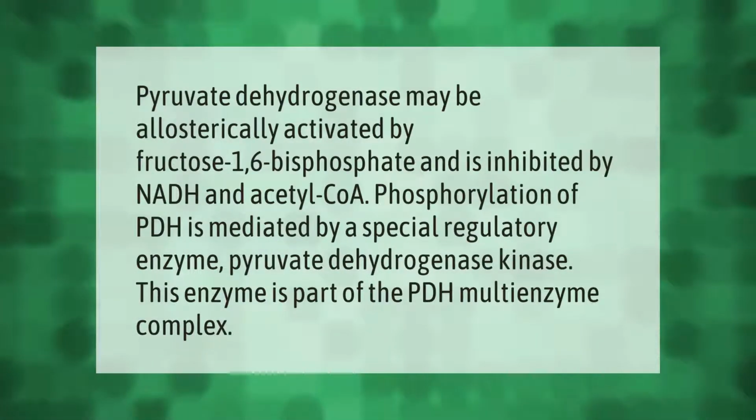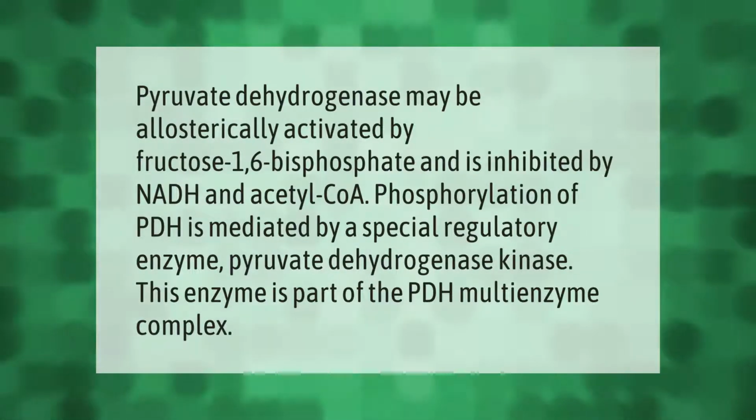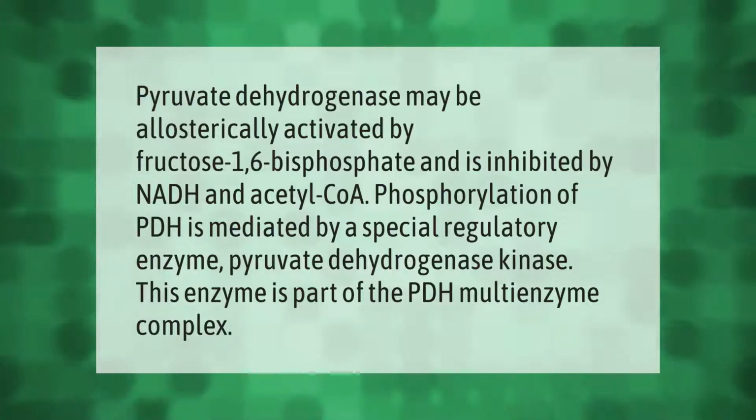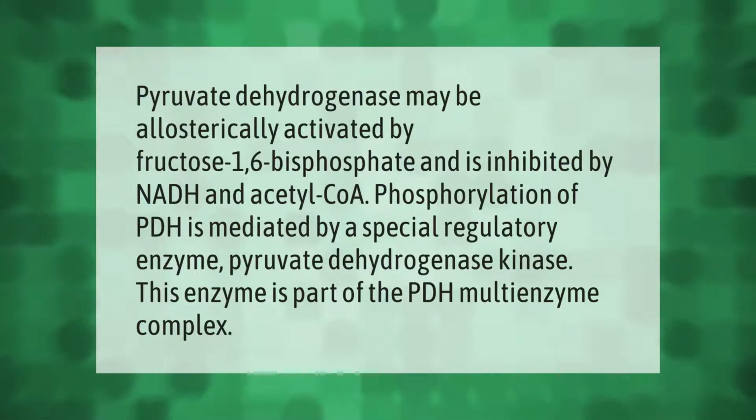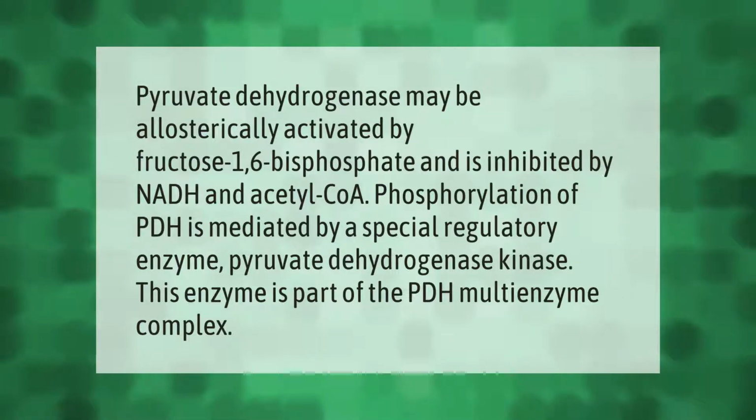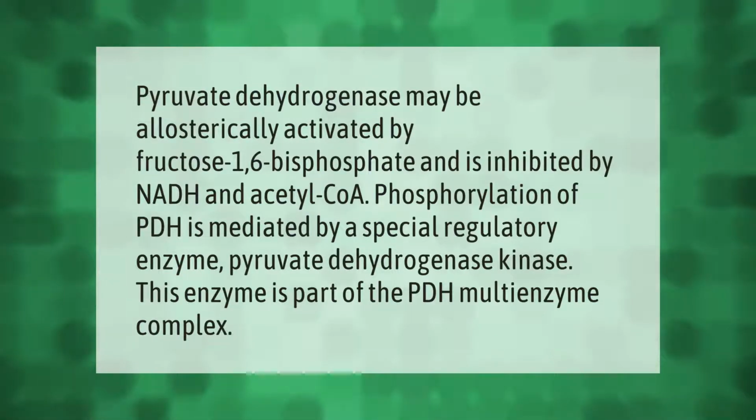Pyruvate dehydrogenase may be allosterically activated by fructose 1,6-bisphosphate and is inhibited by NADH and acetyl-CoA. Phosphorylation of PDH is mediated by a special regulatory enzyme, pyruvate dehydrogenase kinase. This enzyme is part of the PDH multi-enzyme complex.